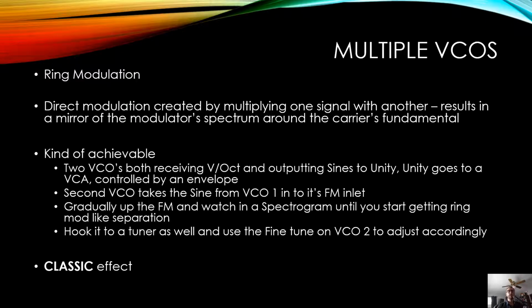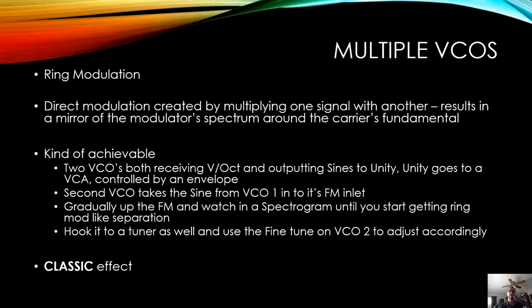Another thing that's really cool that you can do with multiple VCOs is ring modulation. There's direct modulation created by multiplying one signal with another. That results in a mirror of the modulator's spectrum around the carrier of the fundamental. This is sort of achievable. You need two VCOs, both receiving volts per octave and outputting sines going into the unity module. Unity goes to a VCA, which is controlled by an envelope, and the cow says moo.